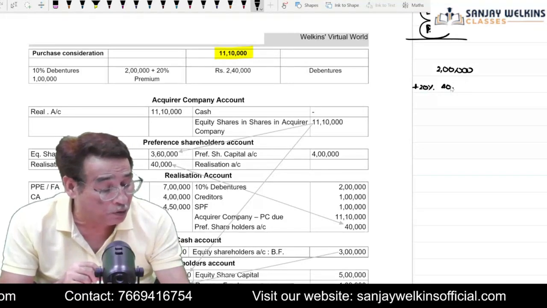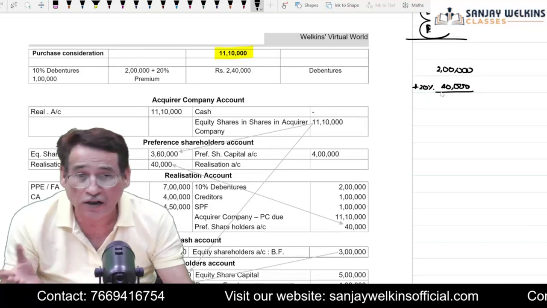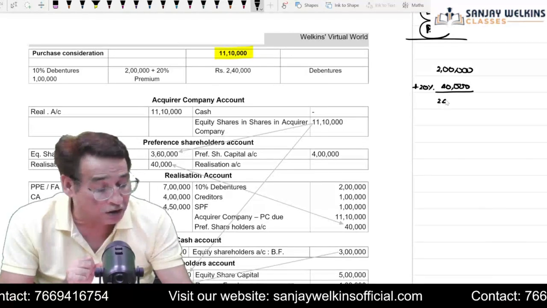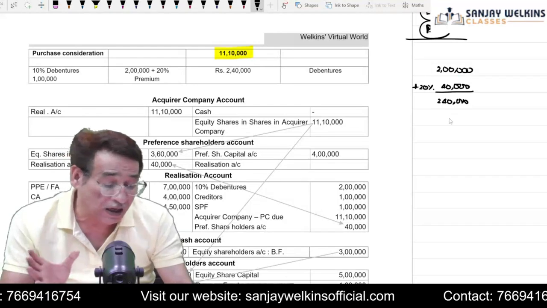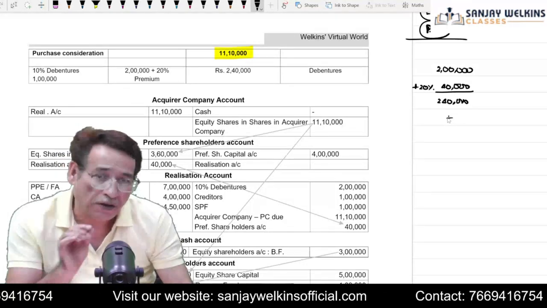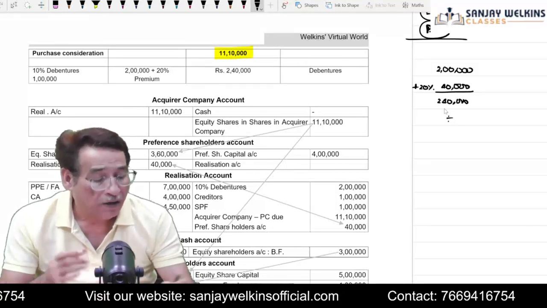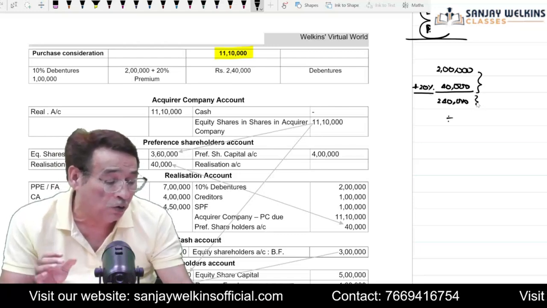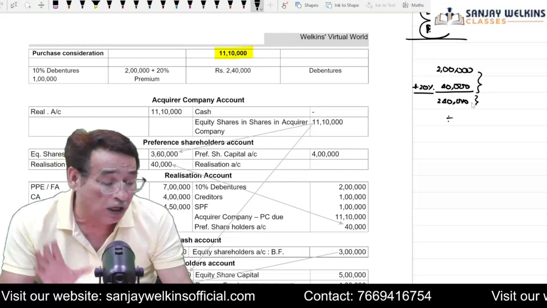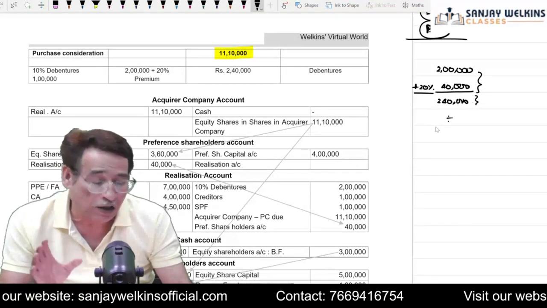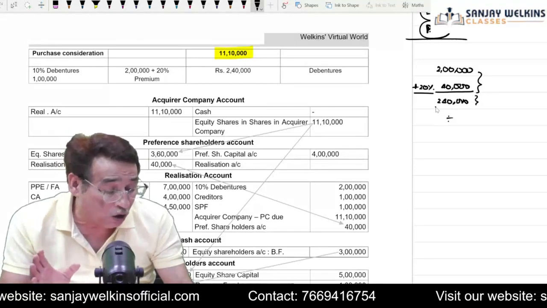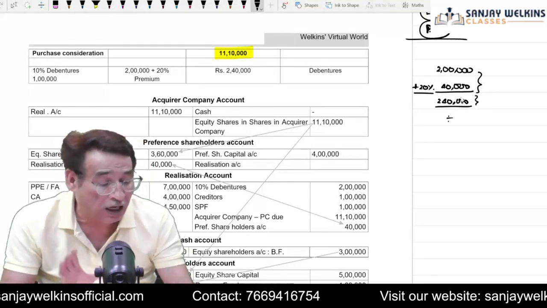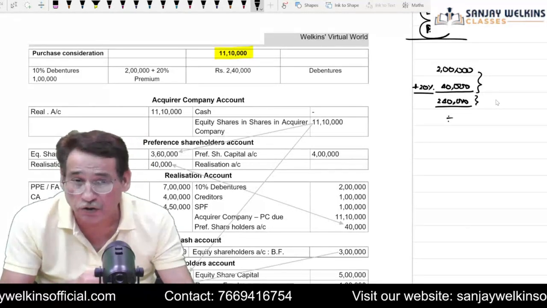So first of all, I will compute 20%. The vendor company is interested in paying its debenture holders at a premium of 20%. So 2,40,000. Now the purchasing company will issue debentures so that the debenture holders of the vendor company can be paid at 20% premium, means so that the debenture holders of the vendor company can be paid 2,40,000. That means the purchasing company will issue its own debentures to pay off rupees 2,40,000 worth of debenture holders of the vendor company. So this 2,40,000 worth of debentures the purchasing company will have to issue.